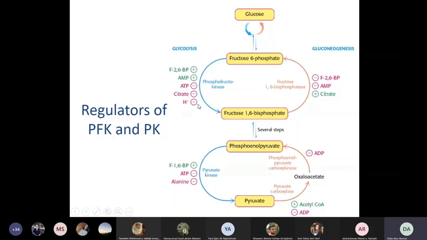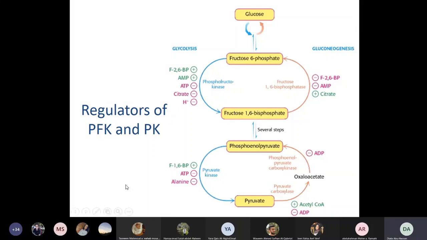From what I said, you can quickly understand why AMP is an activator. AMP reflects a low energy state in the cell. That's why I would expect that if there is a high concentration of AMP, there would be activation of the pathways that produce energy, such as glycolysis. ATP, on the other hand, is a marker of high energy state. So if I have ATP already, why do I break down glucose to get energy? This is just very quick and we'll go into the details of the others later, inshallah.